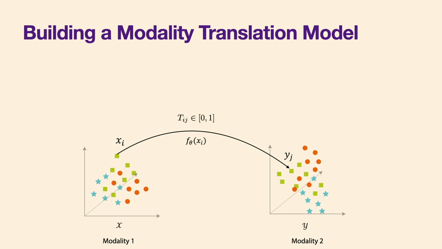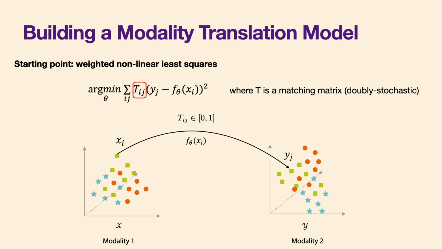But maybe if I have an oracle or somebody that's very nice to me telling me, hey, I think those cells are actually related, or maybe those cells are completely unrelated, and I have a matching matrix, T, then I can somehow still, as a starting point, write an objective function, which is a weighted nonlinear least square type of problem. So I try to predict one modality based on the other, weighting those pairs of observations based on how relevant they are. And I'll call this T the matching matrix. I want T to be doubly stochastic, meaning that it is a probability distribution for every cell. I associate a probability distribution over the cells in the other modality. So this is the setting.